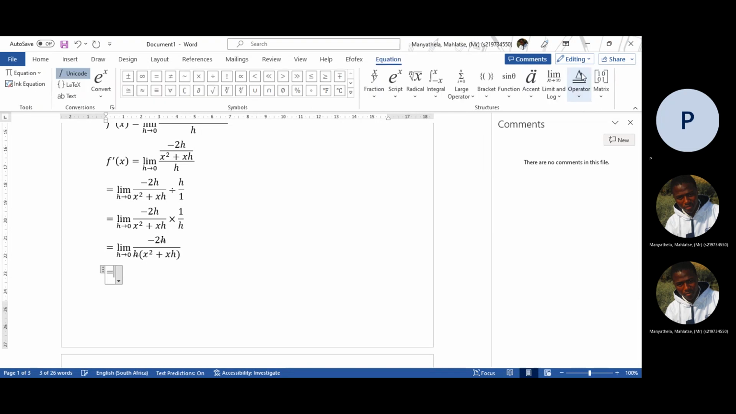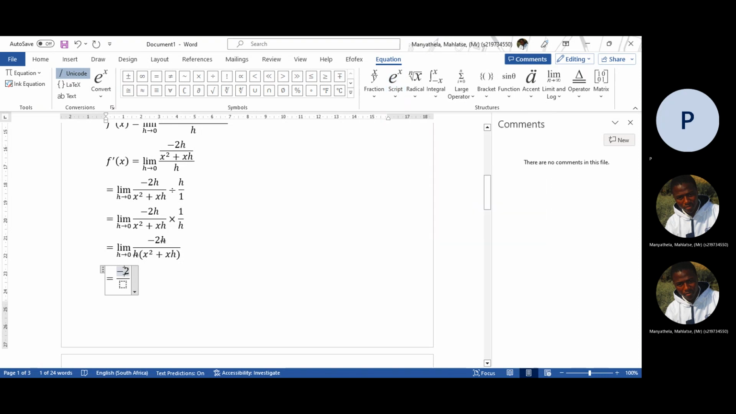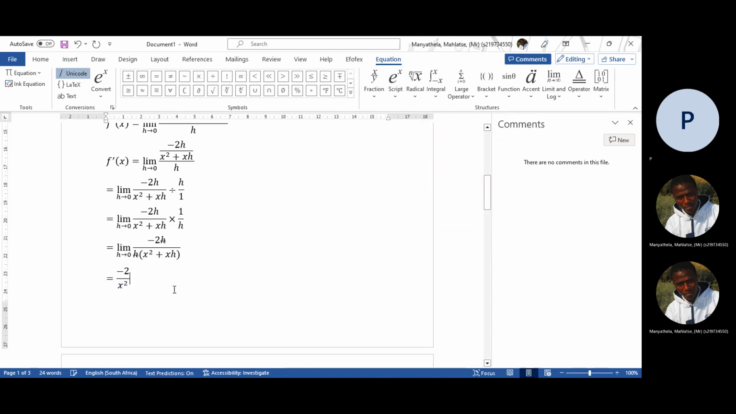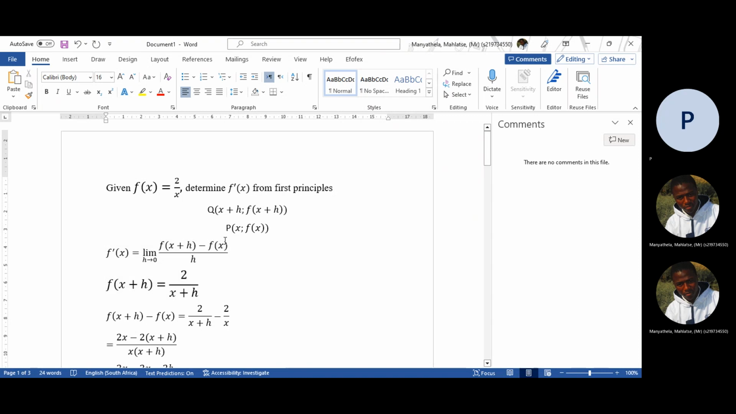Your final answer is equal to minus 2 all over x squared. So this is your answer. You have derived from first principles.